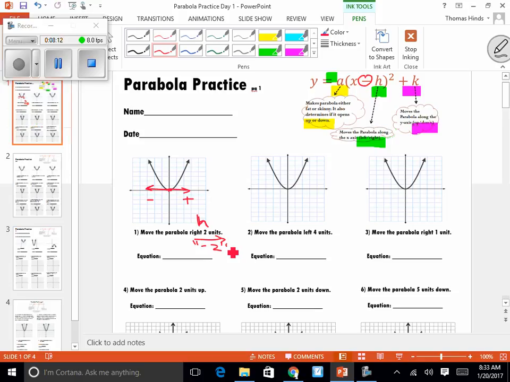Somewhere we're going to put into the formula a -2. Do me a favor, see if you can do the same thing on this one. This one asks us to move 4 to the left. I'll start you off by putting your arrow to the left.